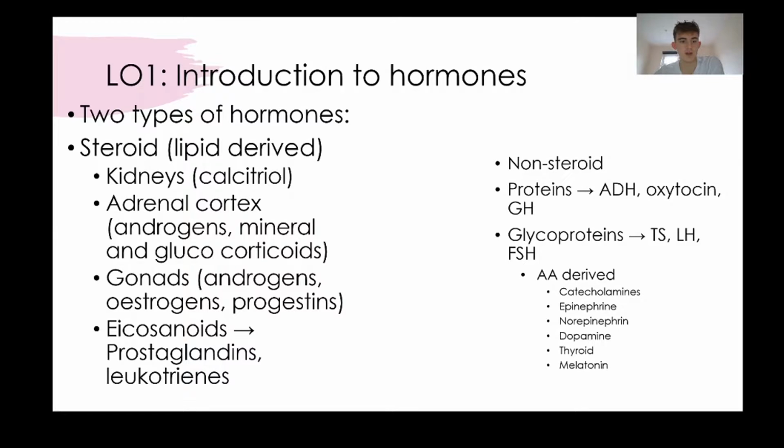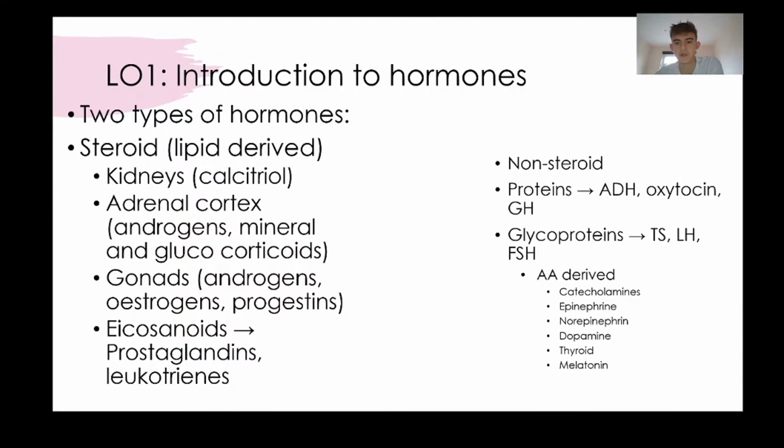So for the first one, some examples: we've got kidneys, calcitriol, adrenal cortex, androgens, mineralocorticoids and glucocorticoids, gonads, and eicosanoids. We're going to go through some of them in the following lectures. We've got non-steroids, so proteins and amino acid derived, such as ADH, oxytocin, stuff like that.